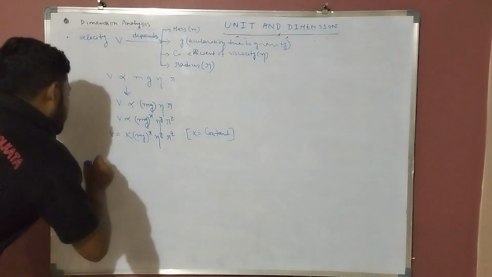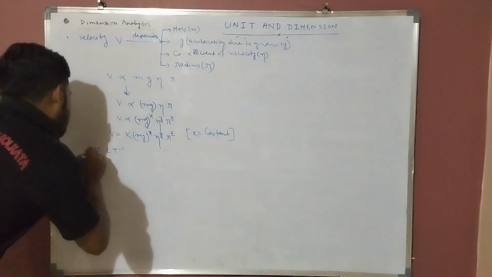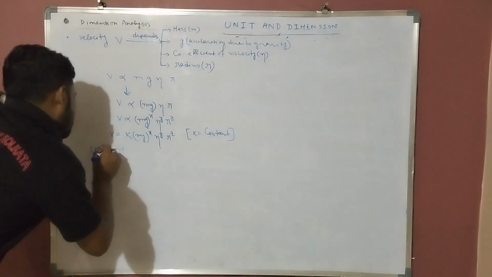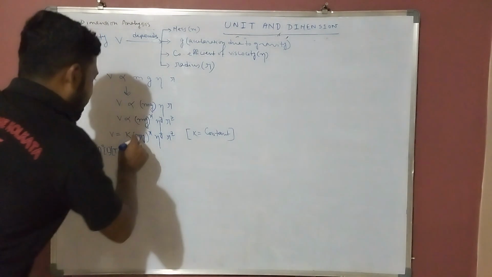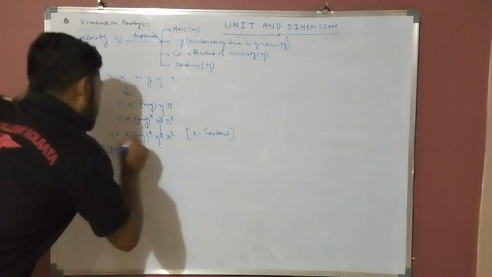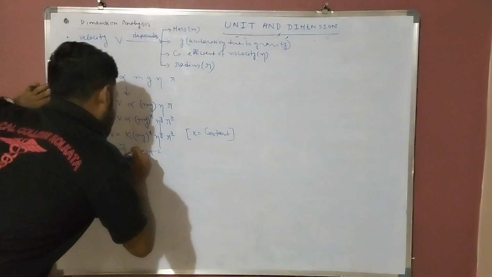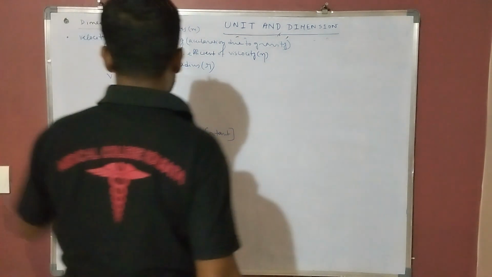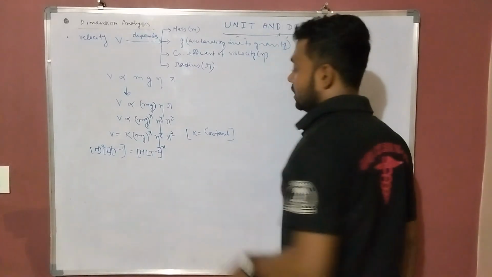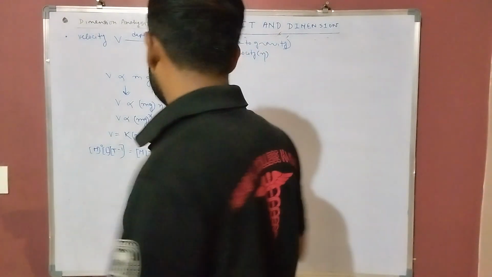So the dimension of v is L t to the power minus 1. We can write mg this way: m means mass, g means acceleration, L t to the power minus 2. Eta, what will be the dimension of eta? You know what will be the dimension of eta? Coefficient of viscosity.